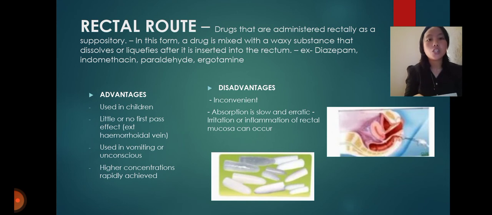So, advantages: use in children, little or no first pass effect, for example hemorrhoidal vein. Use in vomiting and unconscious patients. Higher concentration rapidly achieved. So, the rectal route is mostly used in children and in unconscious patients. Okay, and then disadvantages: inconvenient, absorption is slow and erratic, irritation and inflammation of the rectal mucosa can occur. So, irritation also occurs because it goes through the rectal route.